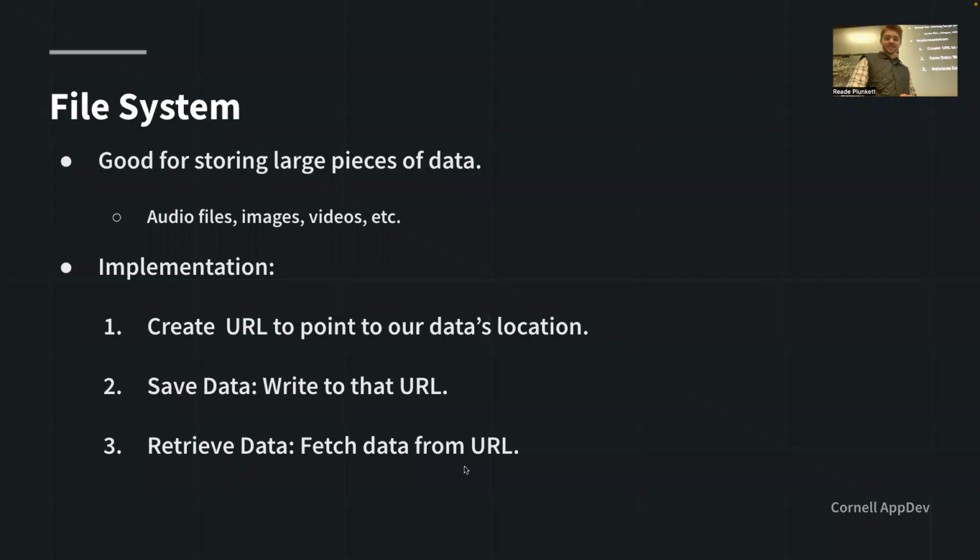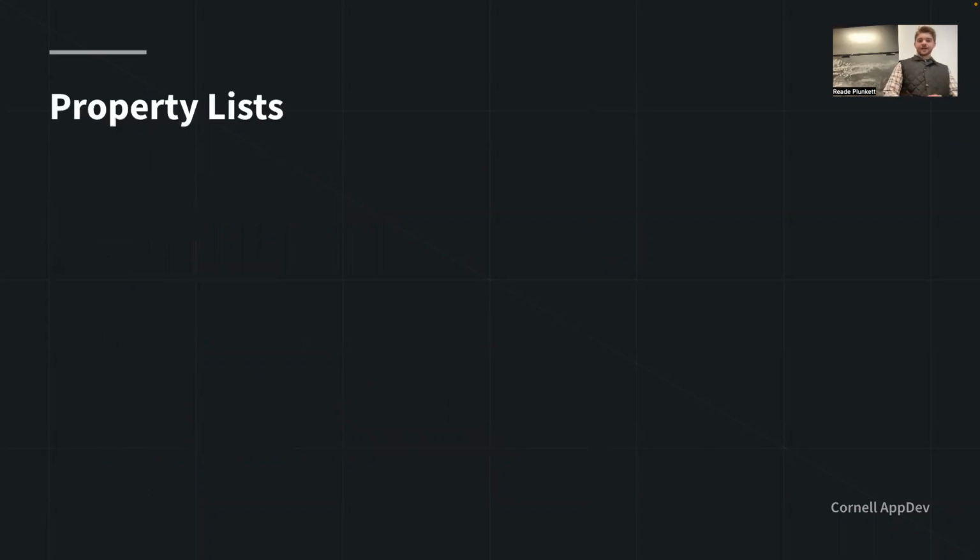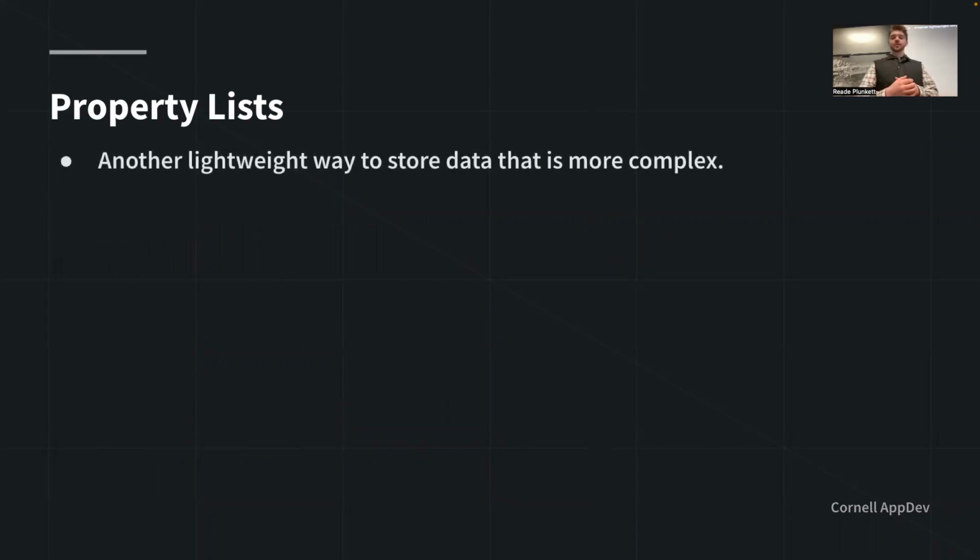Cool. All right, so great. We've covered user defaults, keychain, and the file system. Let's talk about the fourth way we can store data in our app and implement persistence across app launches, and that's called property lists. Property lists are another lightweight way to store data that is a bit more complex, including things like arrays and dictionaries. You could technically store these in user defaults, the file system, or keychain, but property lists make this really easy to do.